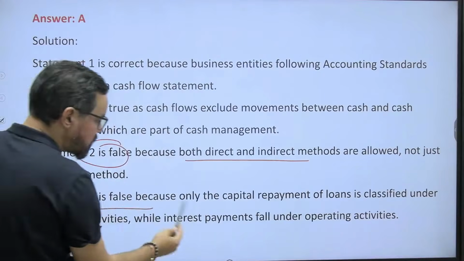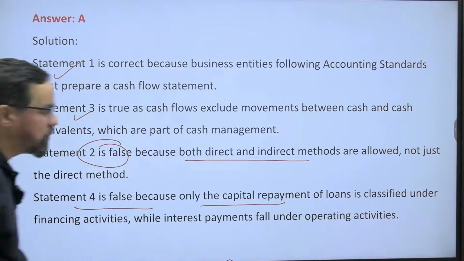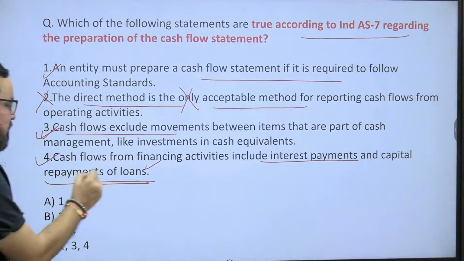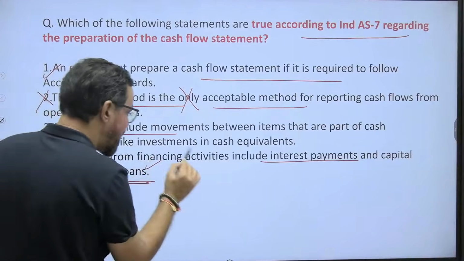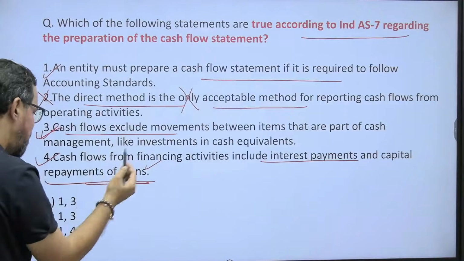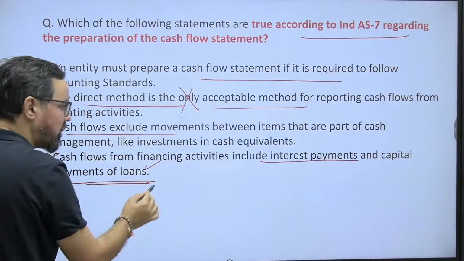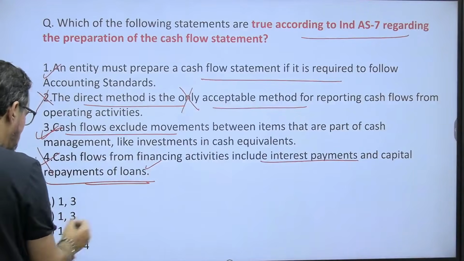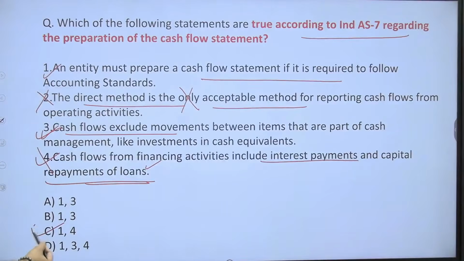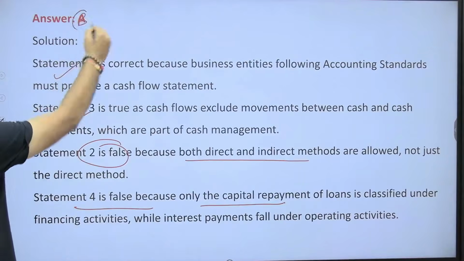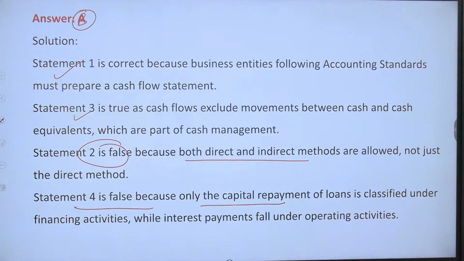Fourth one, why is it false? Only capital repayments. Achha, okay. Cash flow from the financing activities includes interest payment and capital repayments. Capital repayments is part of this. Interest payment is part of operating activity. Sorry, so now not 1 and 4, it is 1 and 3. So B will be the right answer for this particular one. Okay, right, 1 and 3, that is B.